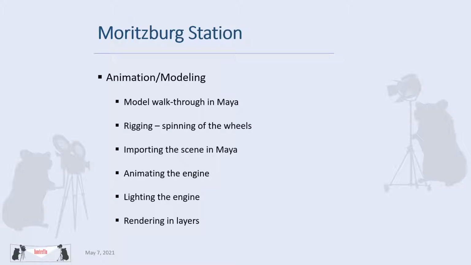Lighting is image-based lighting in Mental Ray, so I'll show you that. And then rendering in layers. I think I did a beauty layer, an ambient occlusion layer, and a shadow for the ground. Right, so let's look at the model first.